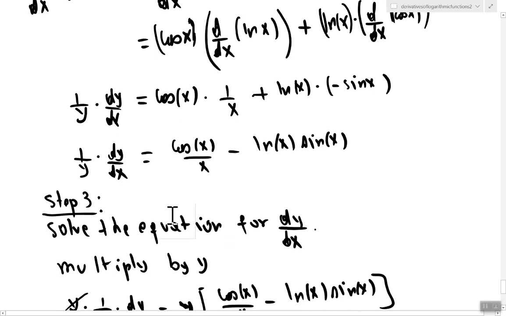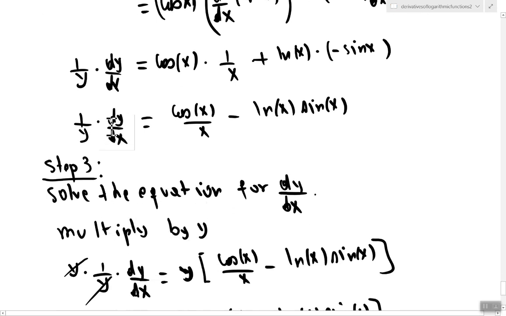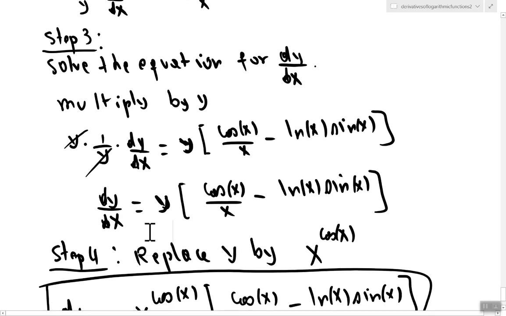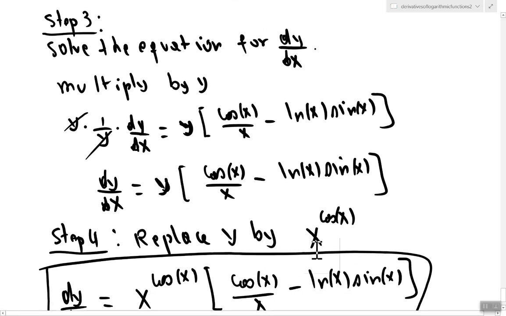From here, then we go to step 3, where we need to solve for dy dx by just multiplying both sides by y. So when you multiply both sides by y, this y cancels out, and then on the right side you have y times this whole quantity. But then we don't stop here as the answer, because we still have y. We're going to go and replace y by x raised to cosine of x.